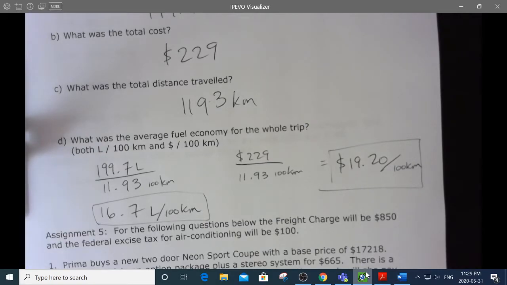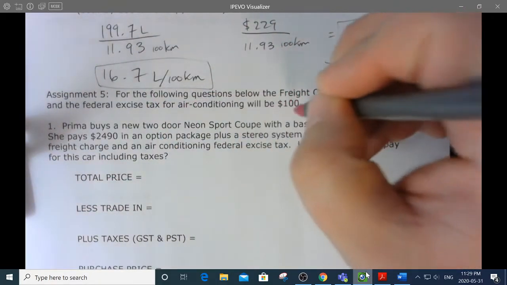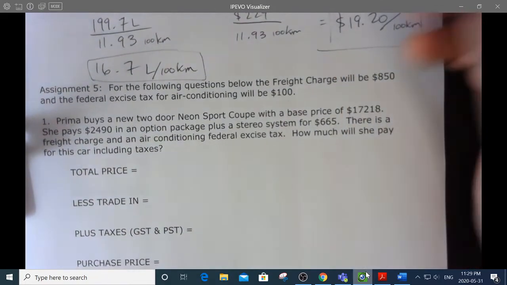Assignment 5. For the following questions, the freight charge will be $850 and the excise tax for air conditioning is $100. So don't forget those two numbers. We got to put them on every single one of them.